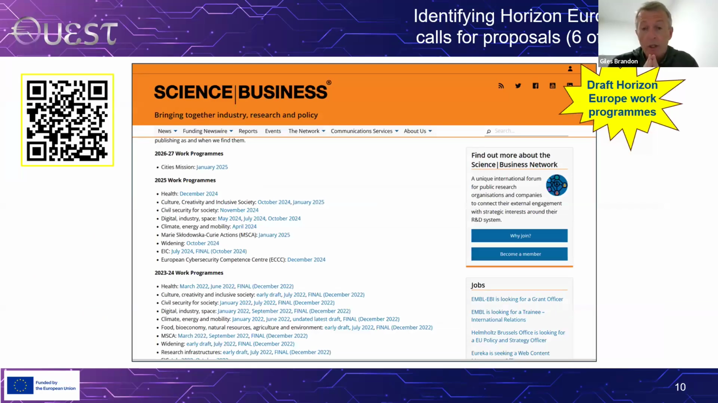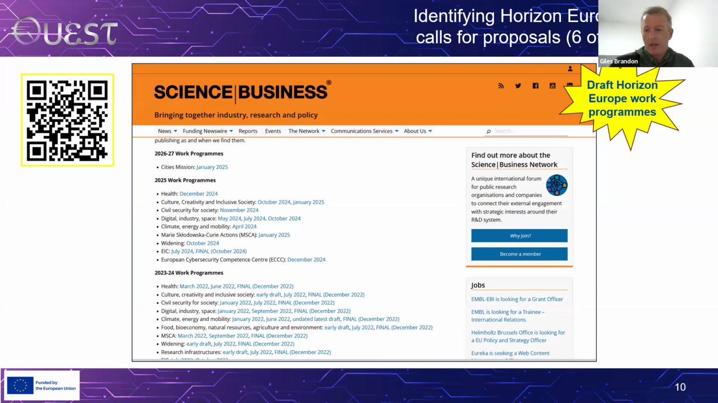Then finally, one last suggestion about identifying calls. I mentioned on the previous slide draft work programs. For proposal writers and people working in universities very active with these schemes, this wording, draft work programs, gets people excited. They always want to have the latest information, the biggest advance notice of calls coming up, so that of course they can prepare consortia and calls for proposals.